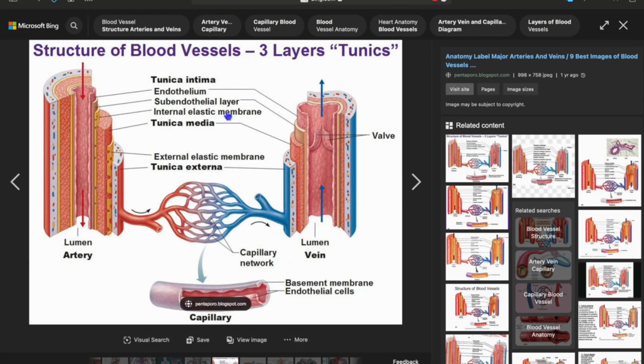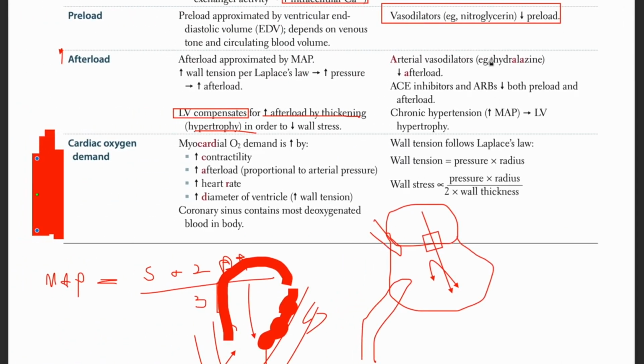So when we have this, there is an increase in systemic resistance. What happens to the afterload? It increases. What happens after there's an increase in afterload? There is an increase in wall stress. So with increased wall stress, the LV will compensate by making its cells bigger, so hypertrophy. So that's why you have left ventricular hypertrophy.